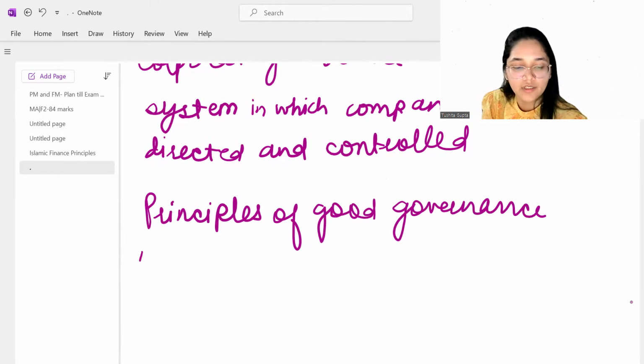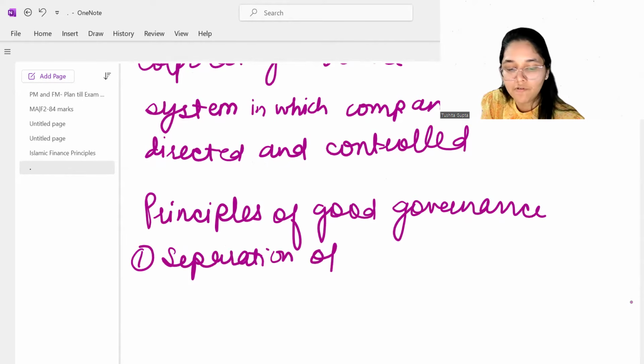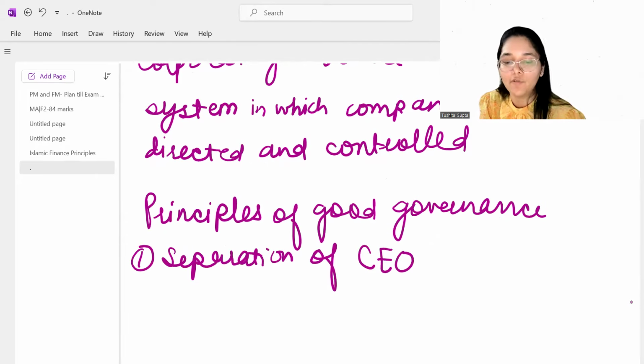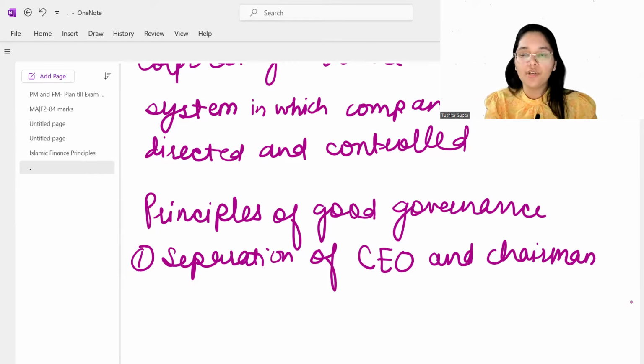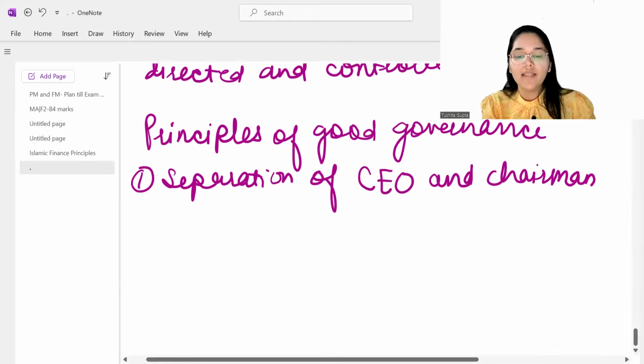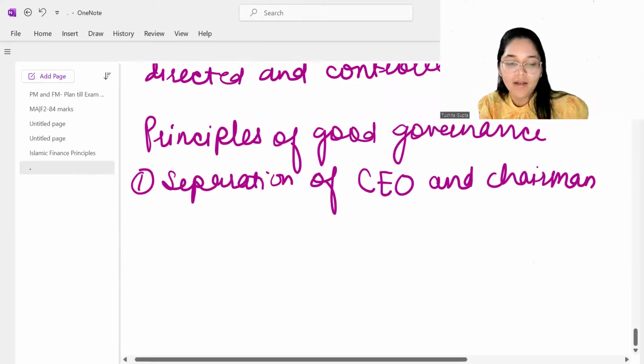The first point over here is that there should be a separation of the CEO, which is the Chief Executive Officer, and the chairman. That means basically that the person who is responsible for the day-to-day operations of the company, for maximizing the profits, which is the CEO, should not be the same as the chairman. The chairman should be an independent person whose primary duty is to ensure that the company is doing nothing wrong. There are no frauds that the directors are trying to commit. So this is why there should be a separation of CEO and chairman.